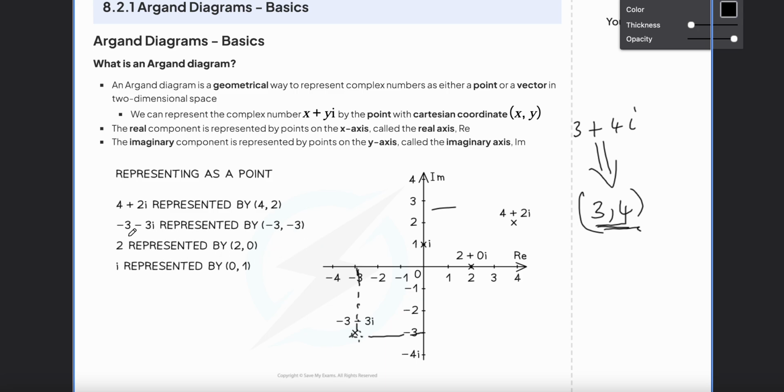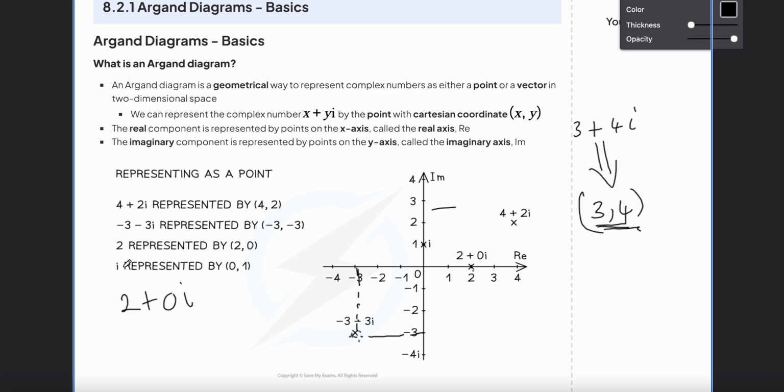And we move on to 2. We want to represent 2 on an Argand diagram, right? So 2 is the same as 2 plus 0i. So we have the 2 on the real axis, and then we have the 0 on the imaginary axis. It just means that our point lies on the real axis. So this is the point 2 plus 0i.